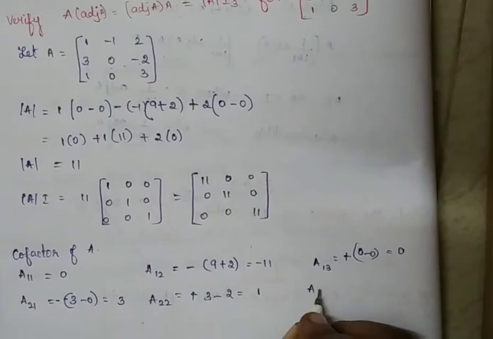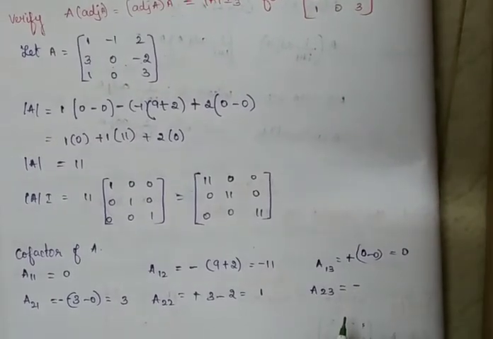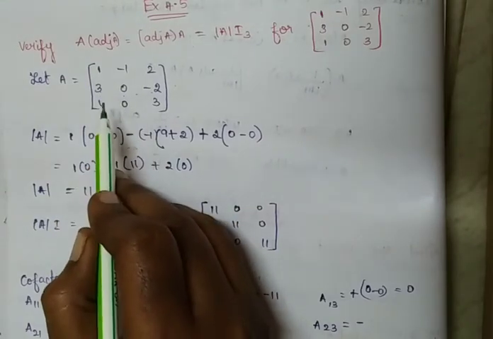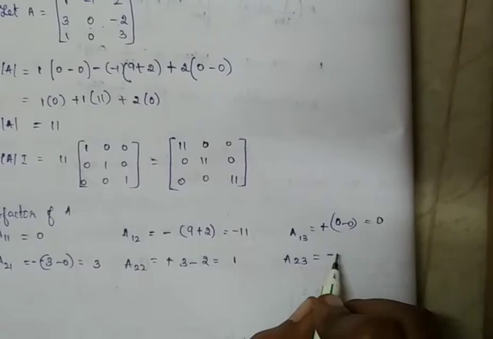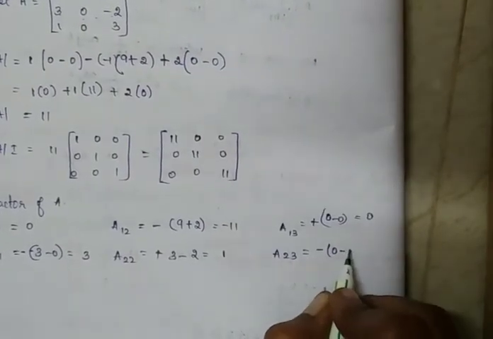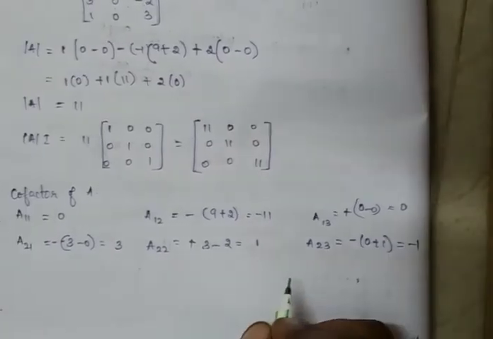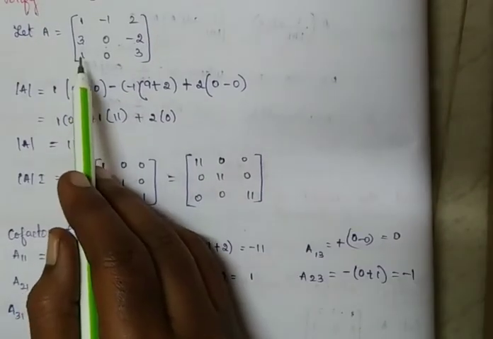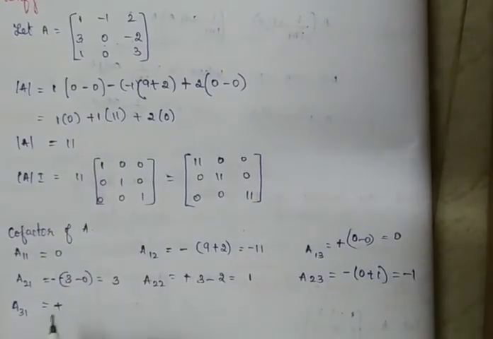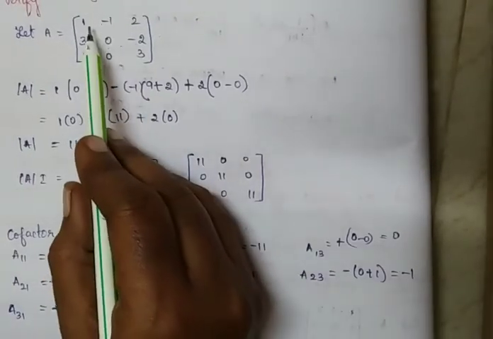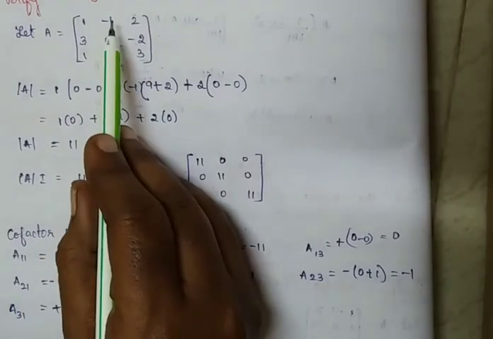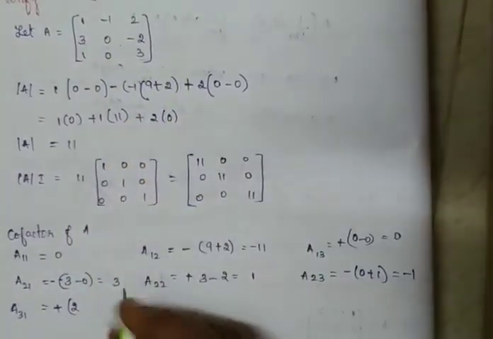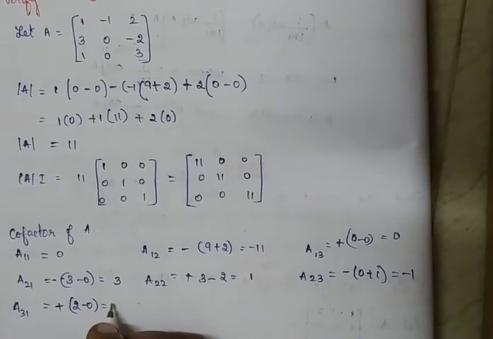Next A23: the place sign is minus. Leave this row, leave this column, 1 into 0, 1 into minus 1, so that is 0, minus of minus 1 is plus 1, so A23 is equal to minus 1 here. Next A31: for this place sign is plus. Leave this row and leave this column, so minus 1 into minus 2 is 2, 0 into 2 is 0, so this is equal to 2.